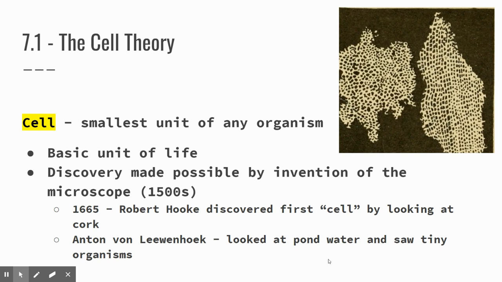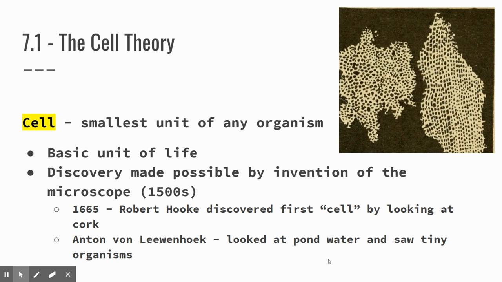The discovery of the cell was made possible by the invention of the microscope, and the microscope was invented back in the 1500s, but that doesn't mean we saw cells right away either. Microscopes had to get better, they had to get more powerful, technology had to improve, and it took about 150 years. You can see in 1665, the first cell was seen.